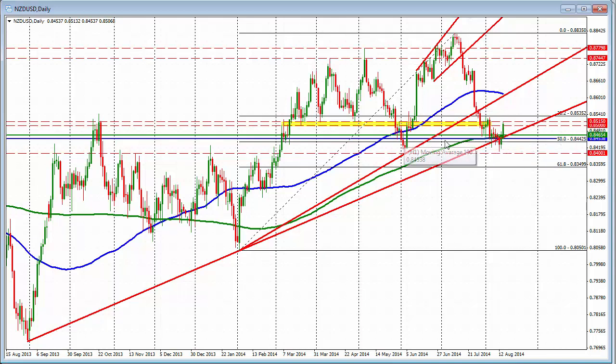A bottom is almost called right here because we are back above the trend line, back above the 200. And now we need to get above this yellow area right here, which was a nice little floor area through here. And the market remembers those levels, so we'll be watching that closely.